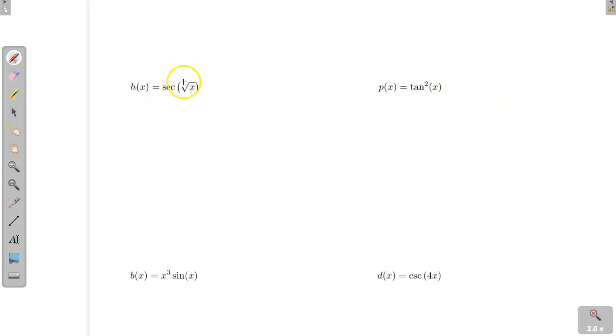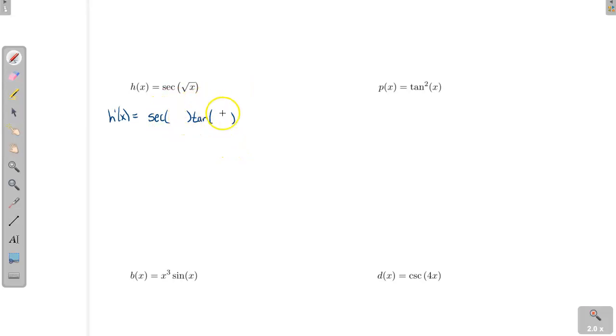Right, h of x, secant of the square root of x. This is a chain rule problem because we have these parentheses. So what we're going to do is h prime of x. We do the outside function first. So the derivative of secant is secant times tangent. And remember, when you're doing the chain rule, the thing in the parentheses stays the same in the first step.